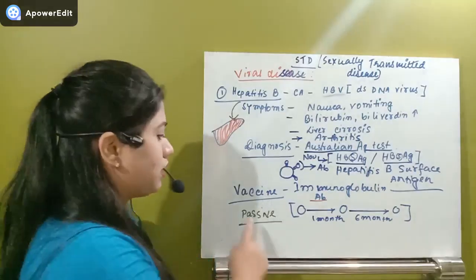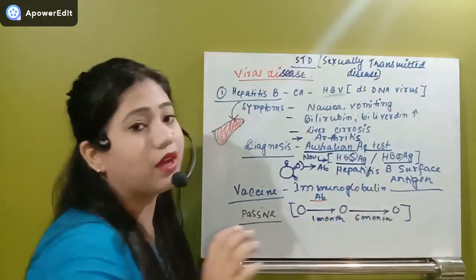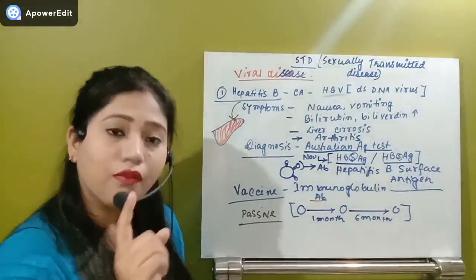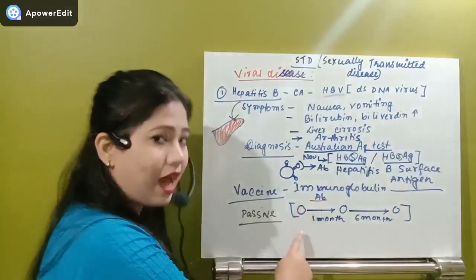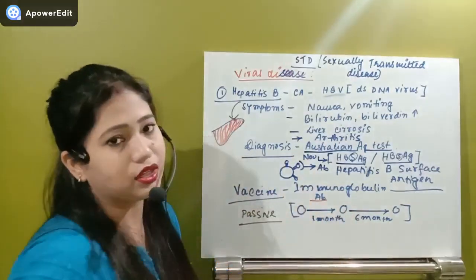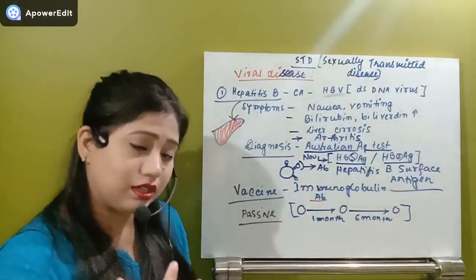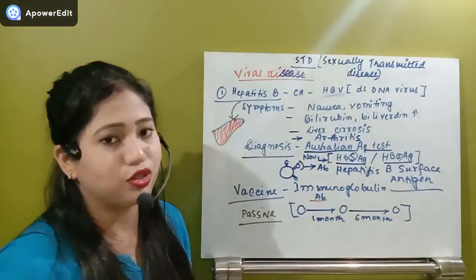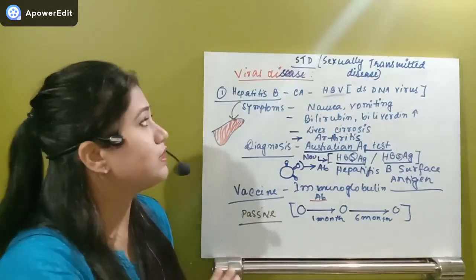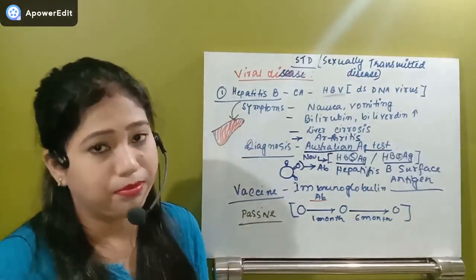So that's why in vaccination, three doses of that vaccine you have to take. First of all, the first day, then after the first dose, after 1 month you have to take the second dose, and after 6 months you have to take the third dose. And this way you will get passive immunity. This is the disease hepatitis B.